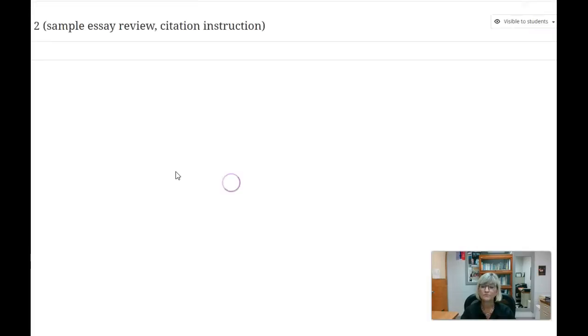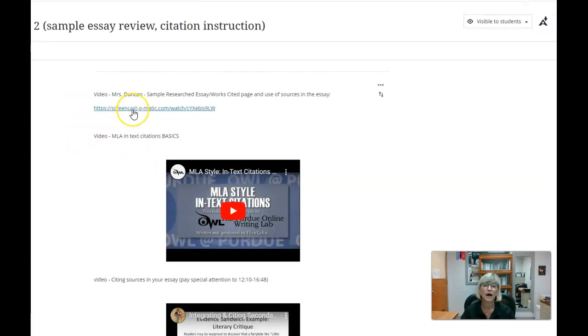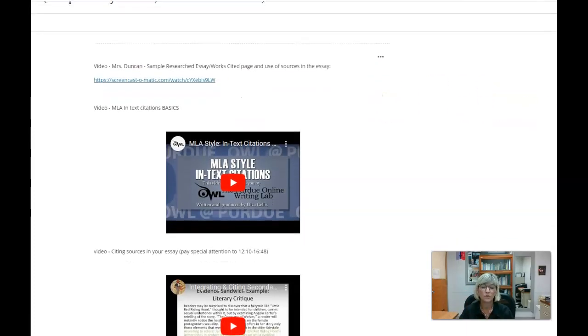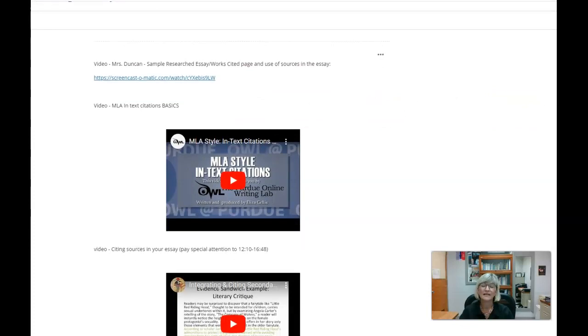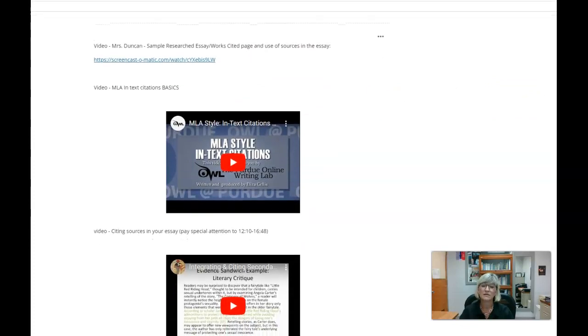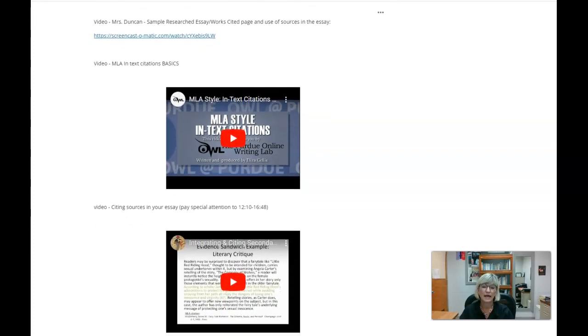The second grouping is I actually go over the sample research essay. I think students find that helpful. I do that in a live class where I show them strengths, weaknesses, point out things that are really important, things that I look for when I'm grading, samples of citation. And then the ones that follow, you really have to make sure you understand the basics of MLA in-text citation and see some of that in context. And I even highlight, look, pay special attention to this portion from the minutes of 12:10 to 16:8.